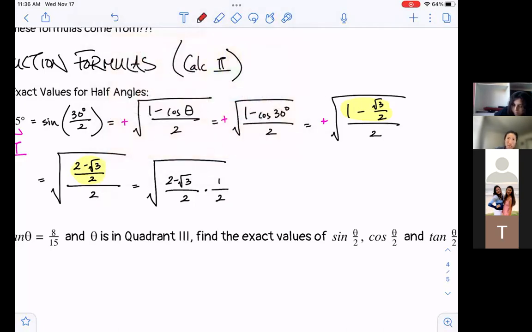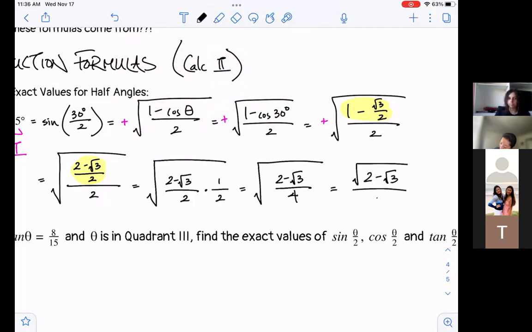All right, we look to see, is there anything that we can reduce? I don't think that there's anything we can reduce. And so we proceed and we get the square root of (2 minus √3)/4. And I can take a square root of 2. So I'm going to do this. Square root of 2 minus square root of 3, all over 2.